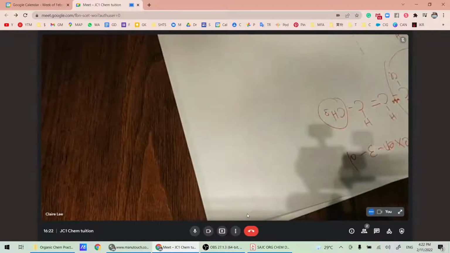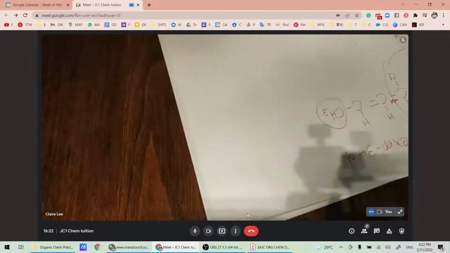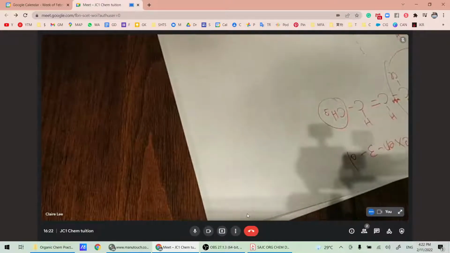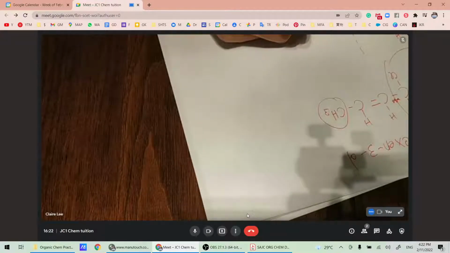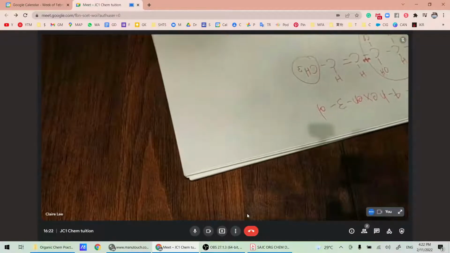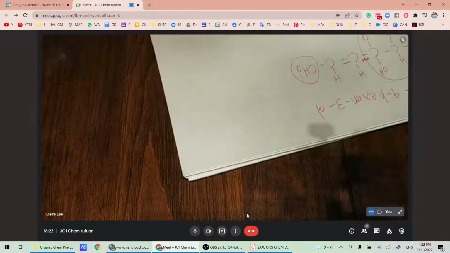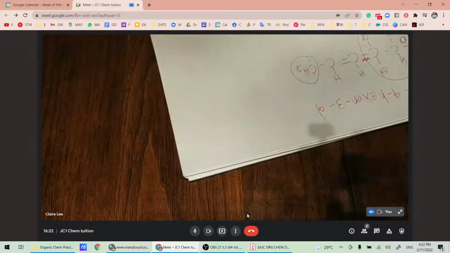But anyway, the carbon should be connected to the carbon that it is connecting. For example, if you write CH3, your carbon should be connected to the C, not the H. After I correct it, just give me a moment. I guess I'm figuring something out.